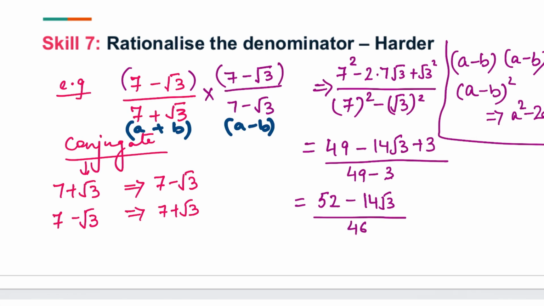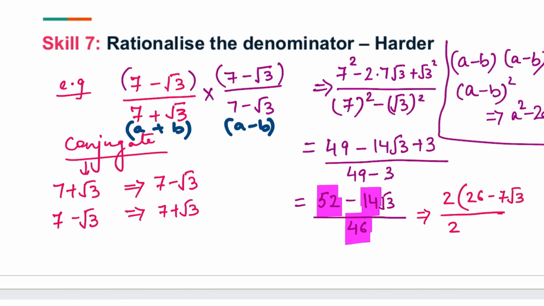Now here we can see that we have even numbers in all the terms, so that means we can simplify it further. We can take 2 common from both numerator and denominator. When we take 2 common from the numerator, we are left with 26 minus 7 root 3, and in the denominator we are left with 23. So 2 and 2 cancel. This is the simplified answer, 26 minus 7 root 3 over 23. I hope it makes sense.